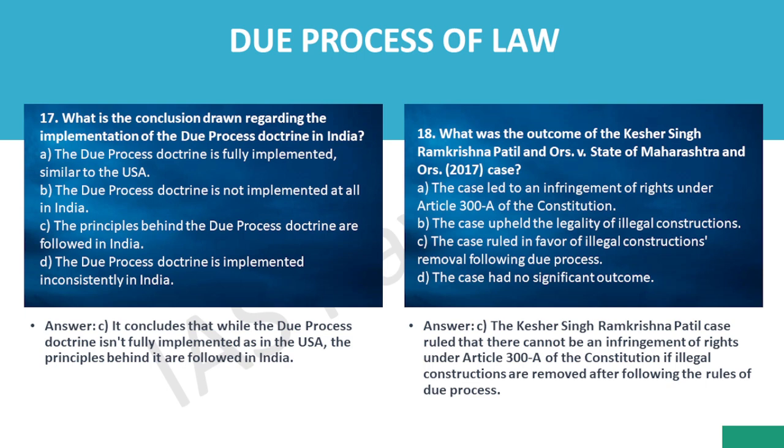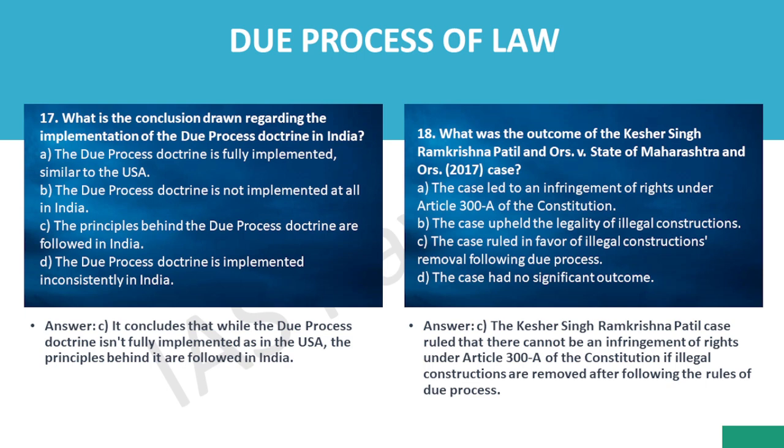17. What is the conclusion drawn regarding the implementation of the due process doctrine in India? A. The due process doctrine is fully implemented, similar to the USA. B. The due process doctrine is not implemented at all in India. C. The principles behind the due process doctrine are followed in India. D. The due process doctrine is implemented inconsistently in India. Answer: C. It concludes that while the due process doctrine isn't fully implemented as in the USA, the principles behind it are followed in India.